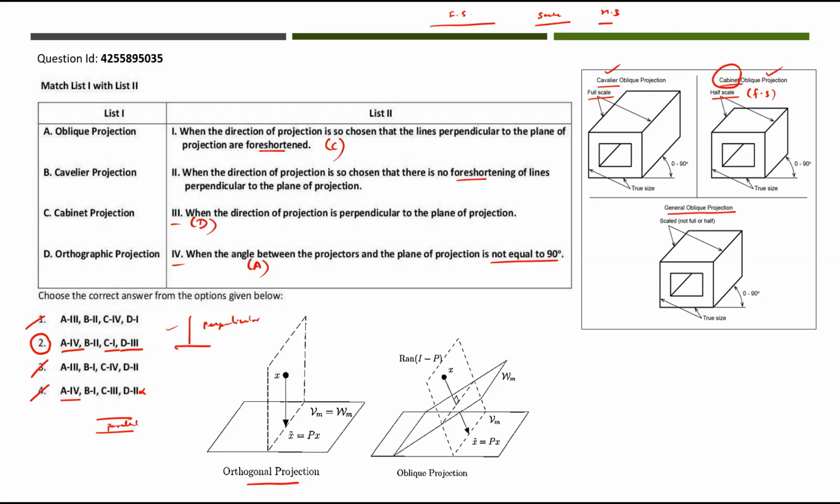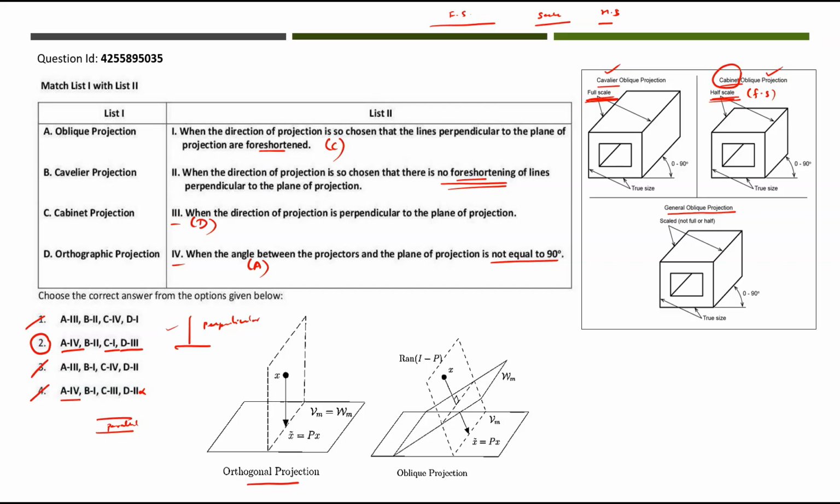Then what about full scale? When the direction of projection is so chosen that there is no foreshortening of lines perpendicular to the plane of projection. It is taken as full scale. You are not shortening it. See, this is the complete scale you can take, and this is half scale. This is the general oblique projection.